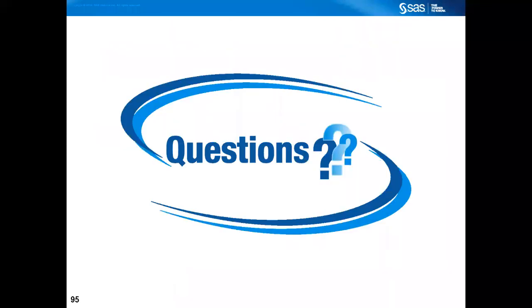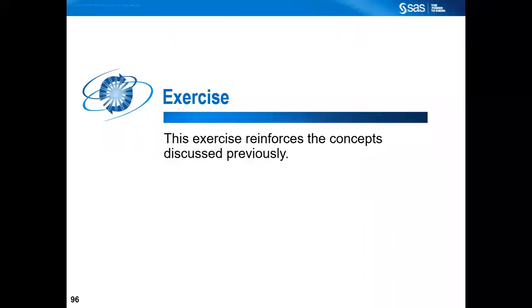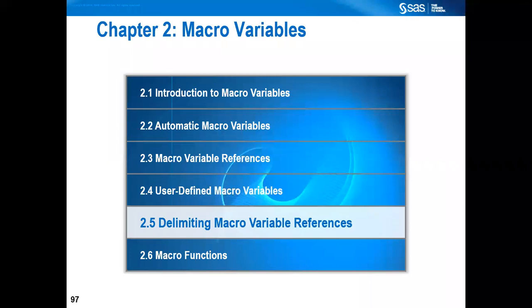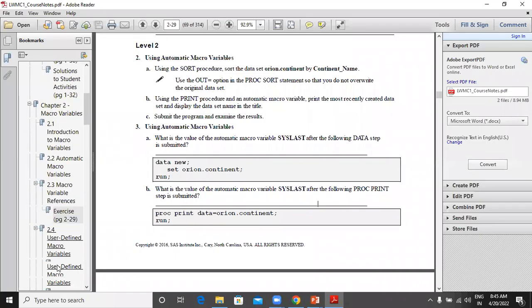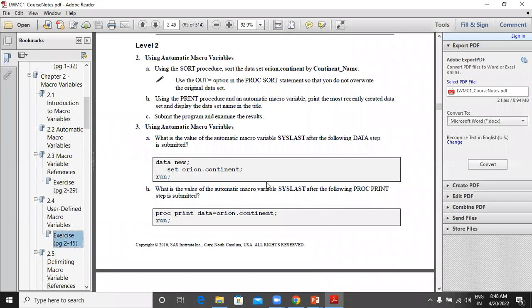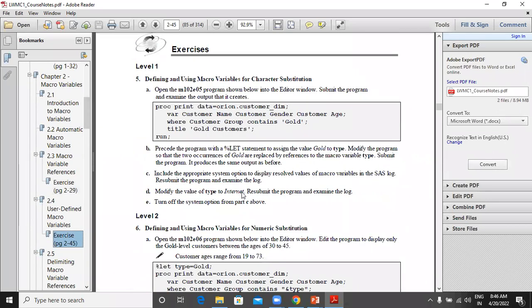That's it, and an exercise. Post this exercise, you have how one can delimit a macro variable reference, but this will be taken in the next class. But let's at least take one exercise for this topic: user defined macro variables, page 2-45. Let's create this very simple one. Go ahead, open this existing code and try to create a macro variable for this hard coded value.